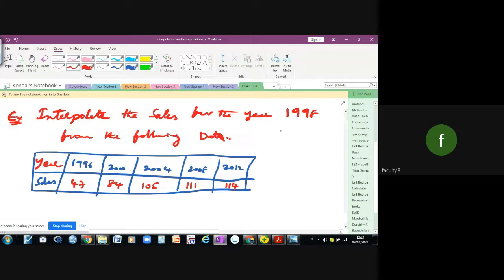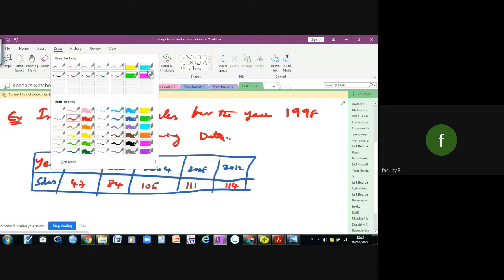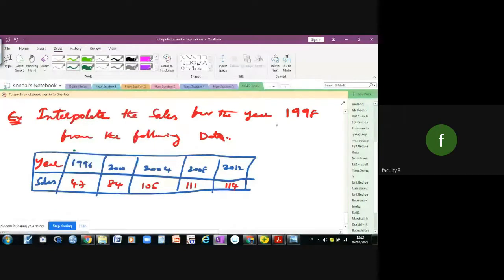the sales for the year of 1998 from the following data set. For example, see here, we don't have the data about 1998. For example, here see, 1996 we have the data, 2000 we have the data, but we don't have the data in 1998. So here in between we need to find out the value. So interpolate the value, we should get the value between 47 and 84 only.